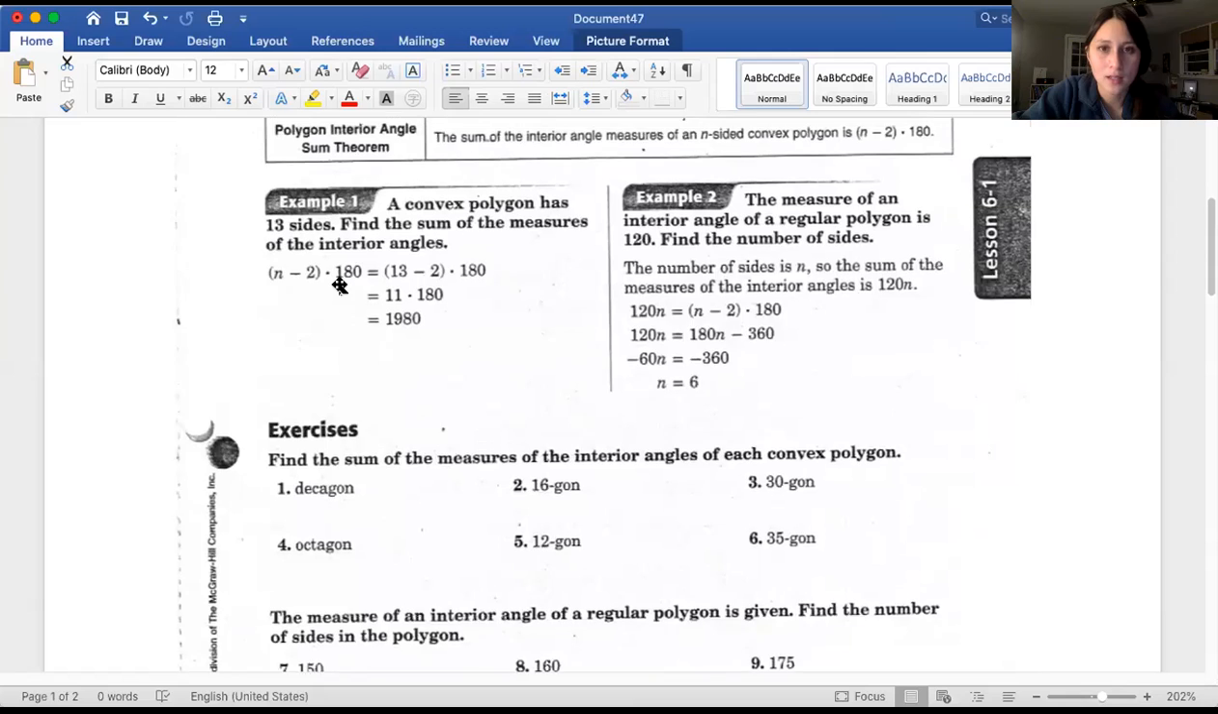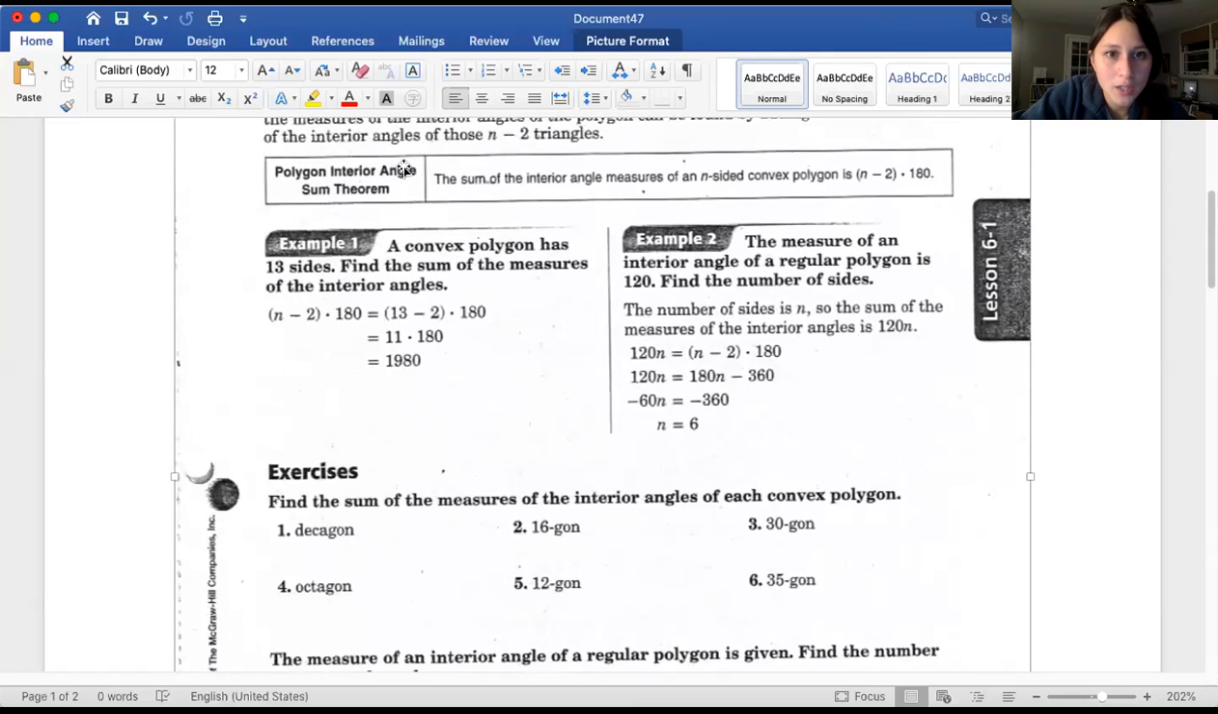We have this polygon interior angle sum theorem. We've even given it a name, but basically what this is saying is that the sum of the interior angle measures of a convex polygon is n minus 2 times 180. So basically, to find the sum of all the interior angles of a regular looking shape that's not crazy, it is n minus 2 times 180. So we can practice this here.